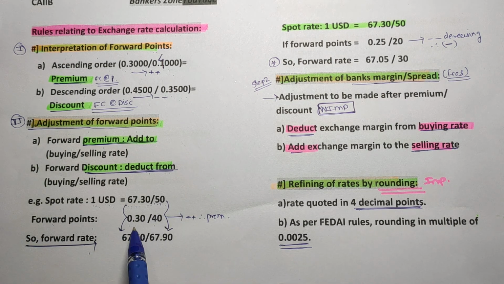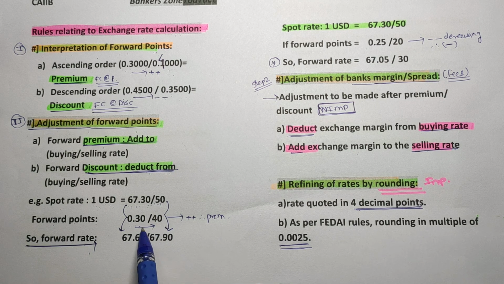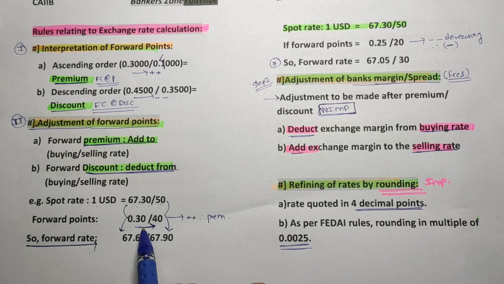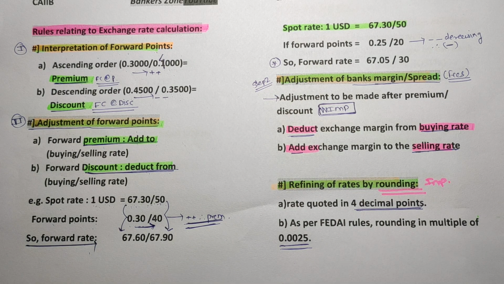See friends, the forward points they have given are 0.30 slash 0.40. That means it is the increasing order, and when the forward points are in increasing order, that means the currency is at the premium. When the currency is at the premium, we have to add. So just add. How to add? See, so what will be the possible forward rate here?